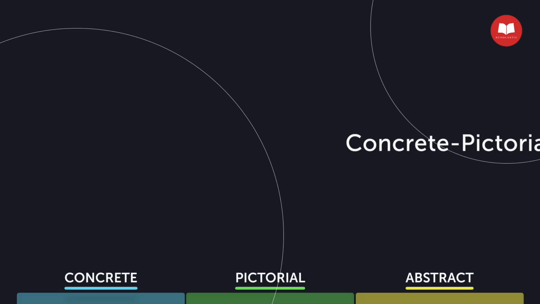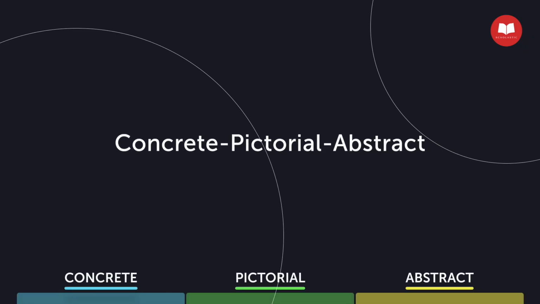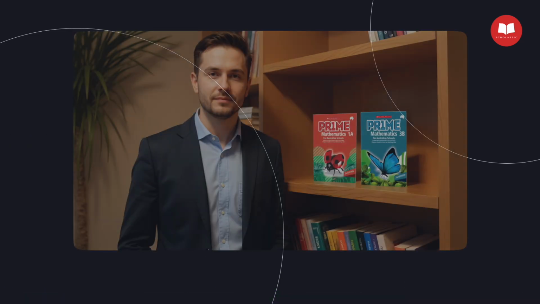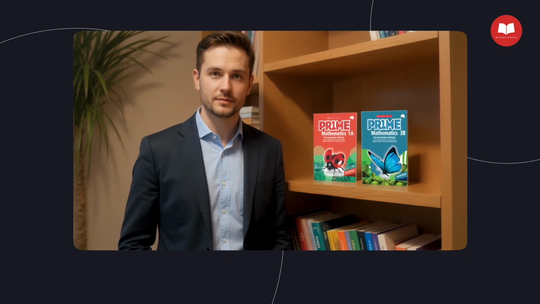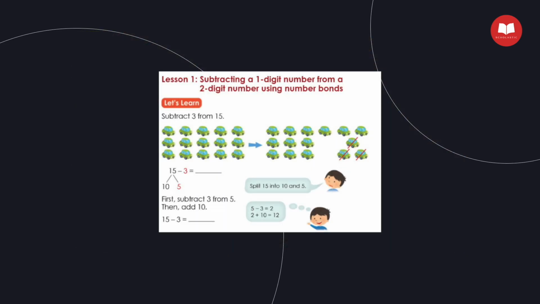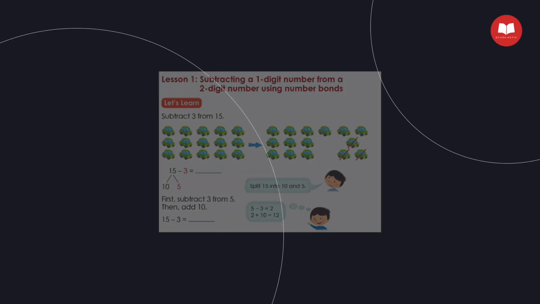Part of each lesson's pedagogy is the use of the concrete pictorial abstract, or CPA approach, that is used to build conceptual understanding and is modelled in the student's core book. Let's take a look at CPA being used in a subtraction lesson using number bonds for Year 1. In the student's core book, the way the concept is introduced is modelled. So let's take a look at how the lesson might be taught in the classroom.